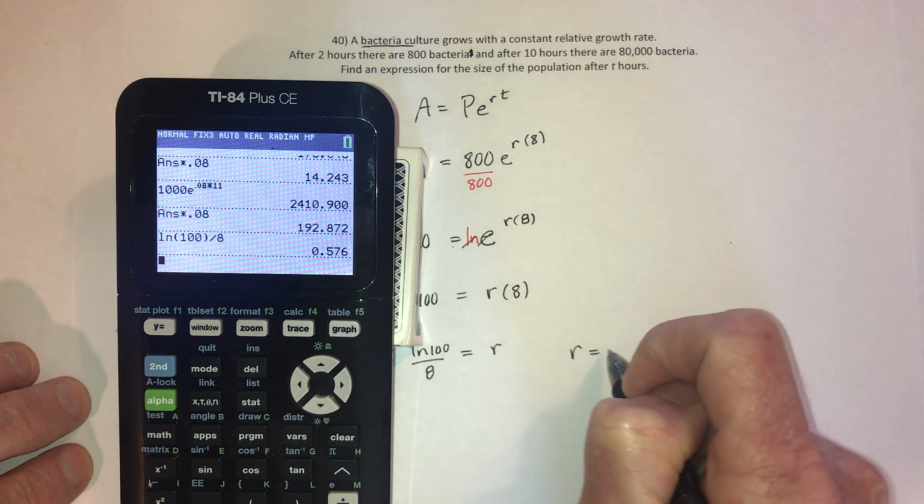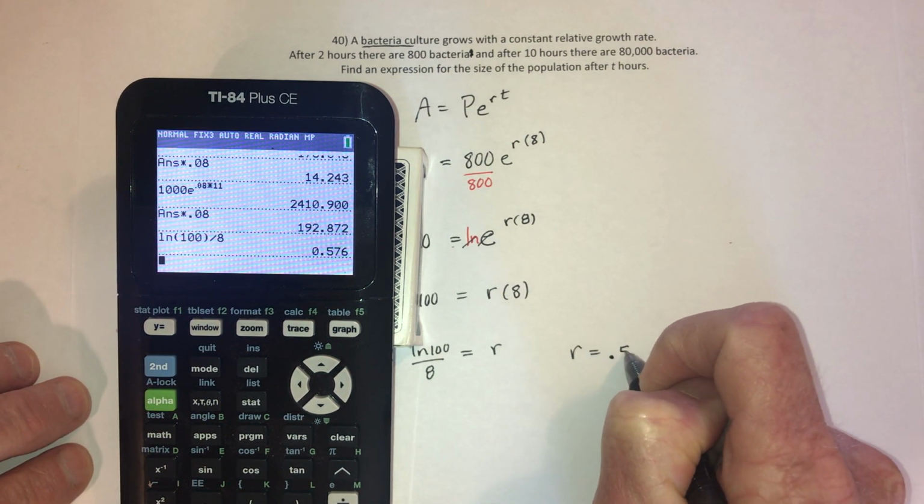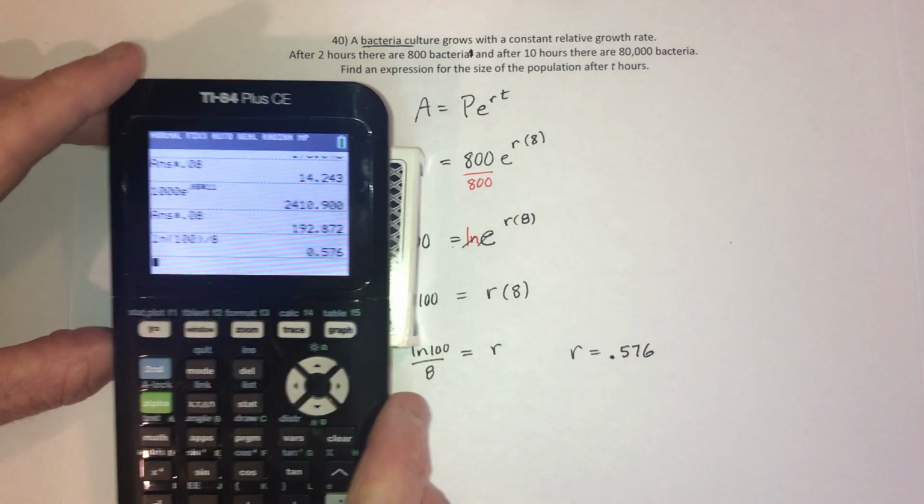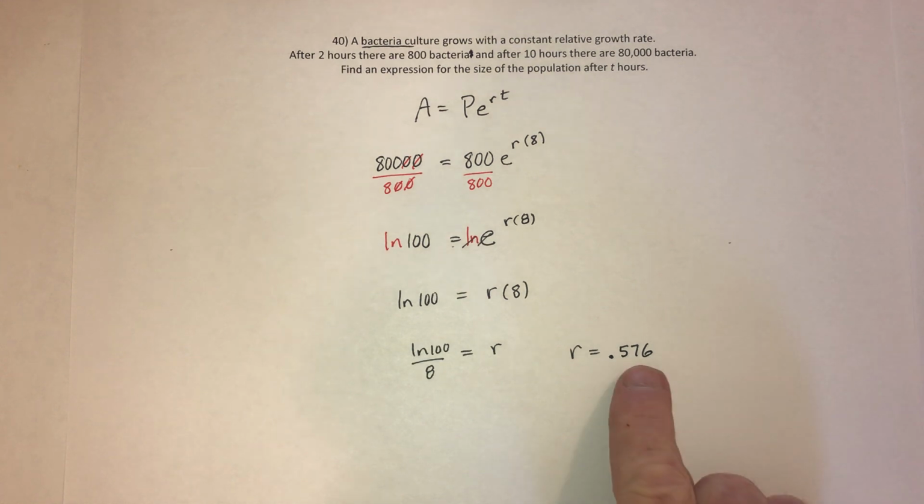So R is equal to 0.576. If you were to change that to a percent, it would be 57.6%. So they're growing by 57.6% every hour.